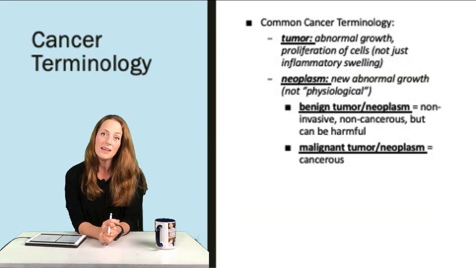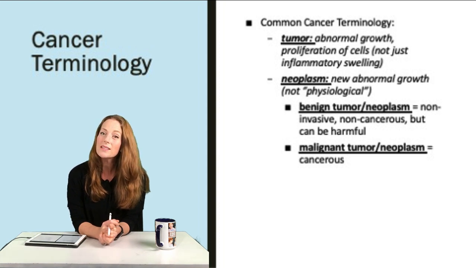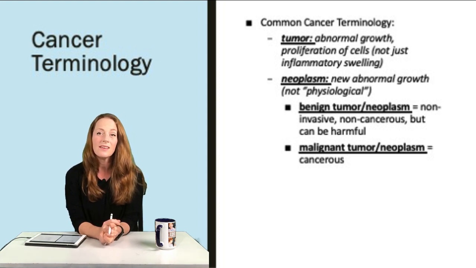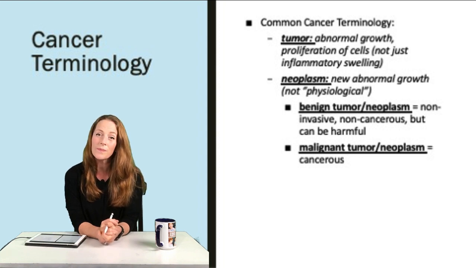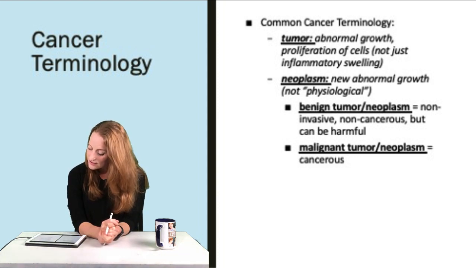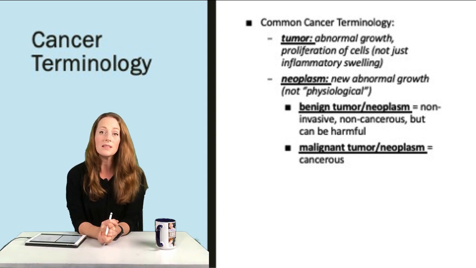So, on to some common cancer terminology. It's important to understand the basic terminology so that you can read pathology reports and understand the basics of benign and malignant tumors. A tumor simply means a swelling, but it has now primarily become used to refer to an abnormal growth. There are benign tumors and cancerous tumors or malignant tumors. A benign tumor is non-invasive and non-cancerous, but sometimes because of its growth can still be harmful.